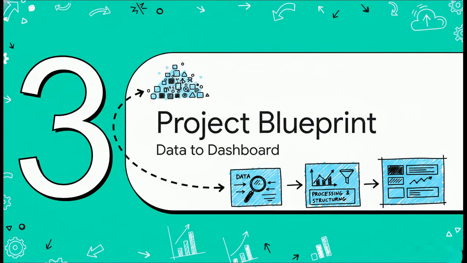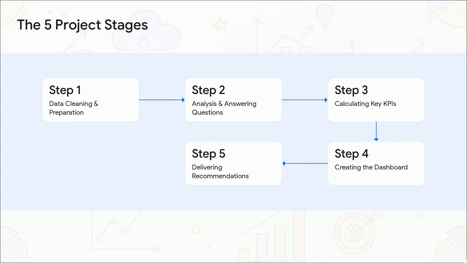A big project like this can feel a little overwhelming. I get it. So we're going to break it down into a really clear, manageable blueprint. This isn't just some long, boring list of tasks. Think of it as your step-by-step path to an amazing dashboard. So, here are the 5 stages. We always start with that crucial foundational step, cleaning the data. From there, we dive into the analysis, calculate our KPIs, build the visual dashboard itself, and finally, this is the best part. We translate our findings into actionable recommendations that can create real business impact.